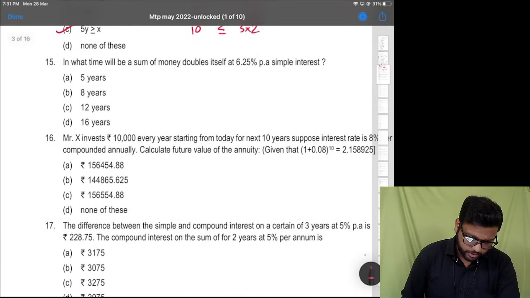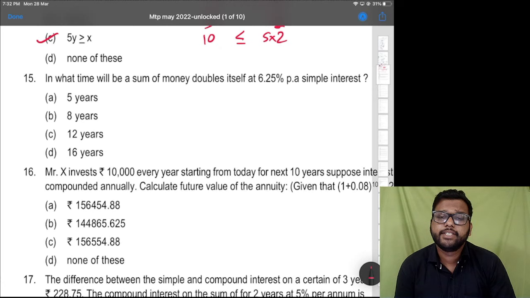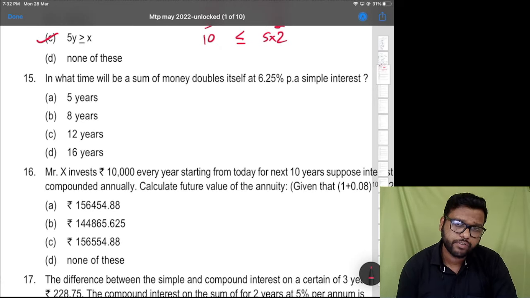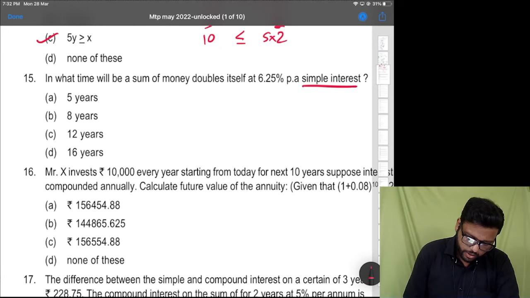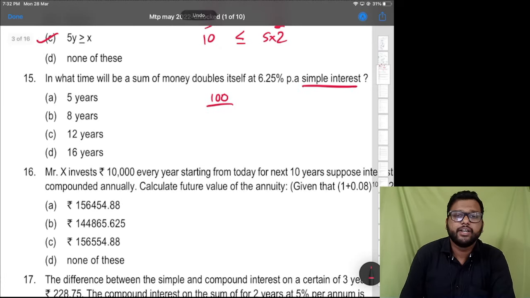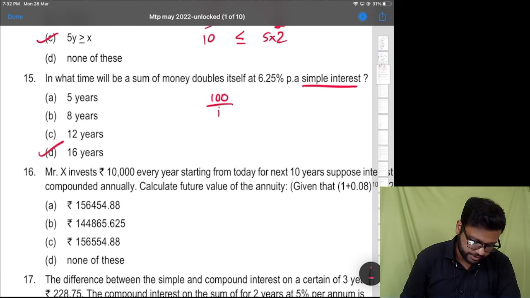Okay. 15th. In what time will a sum of money double itself at 6.25% per annum simple interest? If you have watched revision lectures of TVM, for simple interest, if you want to calculate doubling, then just do 100 divided by rate, or 100 divided by I. So it is going to be 100 divided by 6.25, which gives us 16 years. 16 is the correct answer.